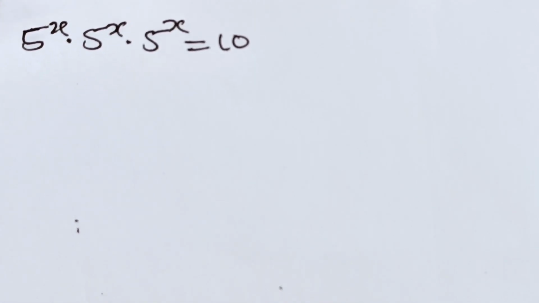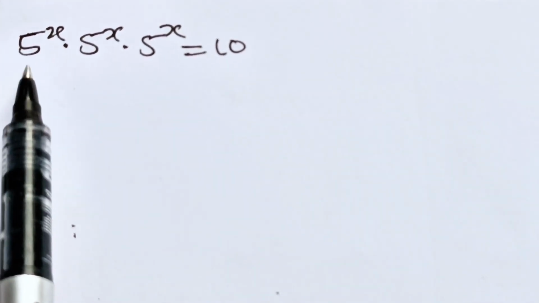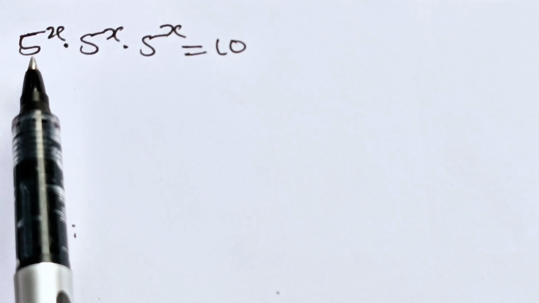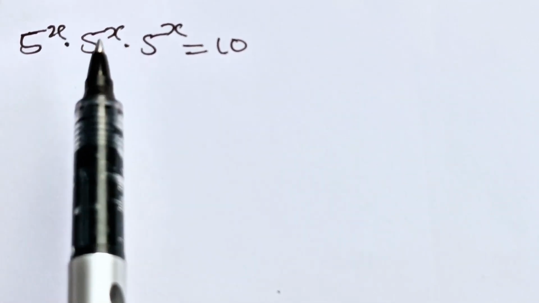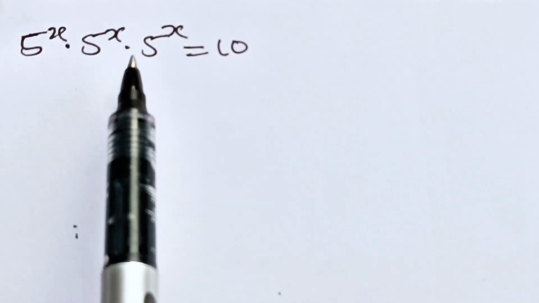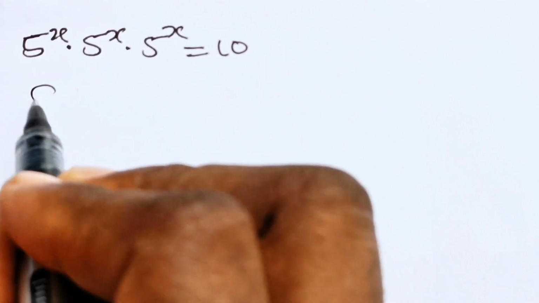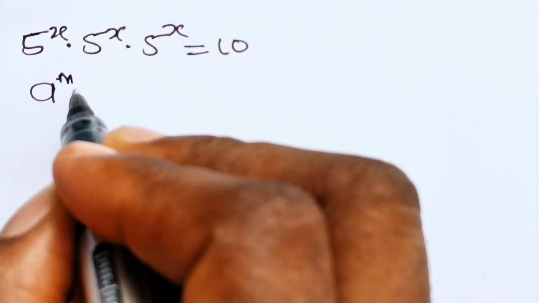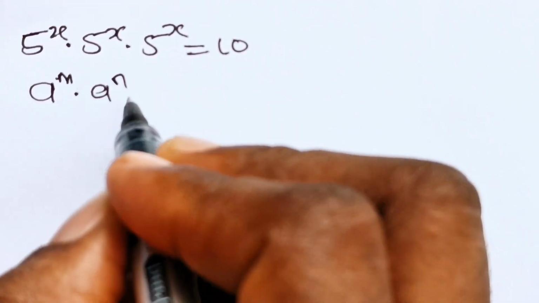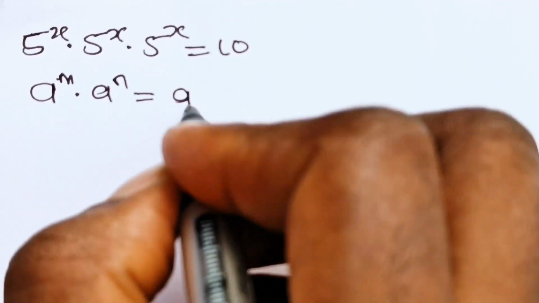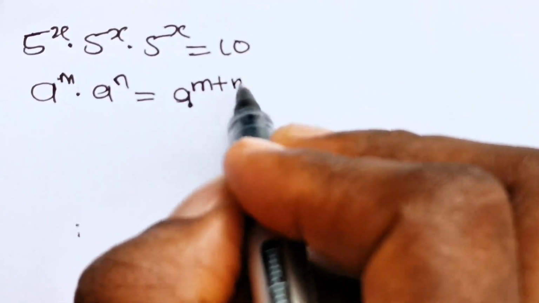Let's solve for the value of x. What do they have in common? Sorry, we have 5 to the power of x multiplied by 5 to the power of x multiplied by 5 to the power of x. Now, when you have a to the power of m multiplied by a to the power of n, this is equal to a to the power of m plus n, right?